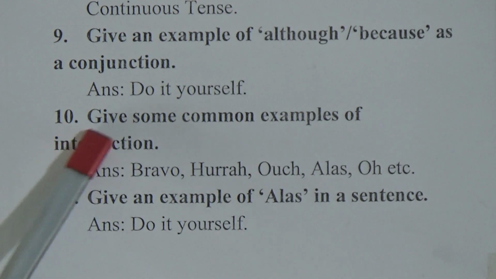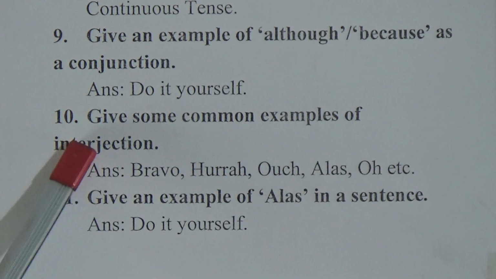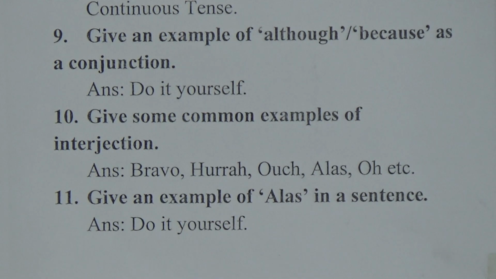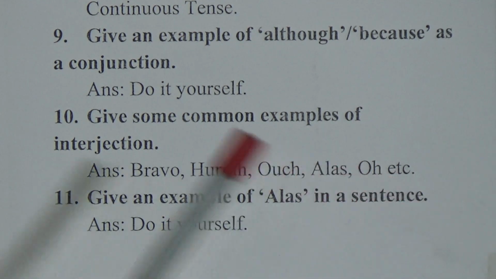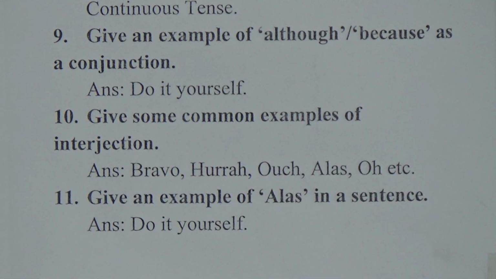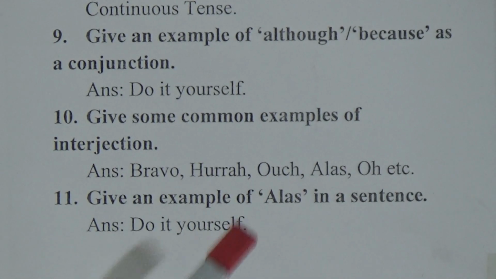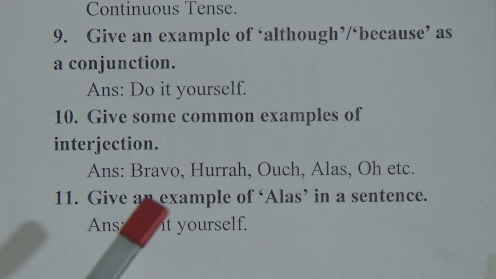Now number 10, give some common examples of interjections. Now the common examples of interjections are what? Bravo, hurrah, ouch, alas, oh, etc. So there are other interjections, you can also tell them or say them. Now number 11, give an example of alas in a sentence, and in the answer it is written do it yourself. That means you will make your own answer with the word alas, like alas, I am undone.